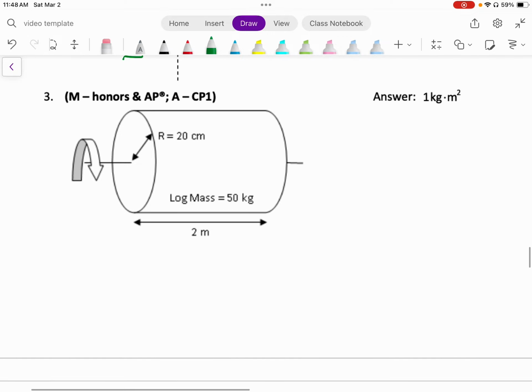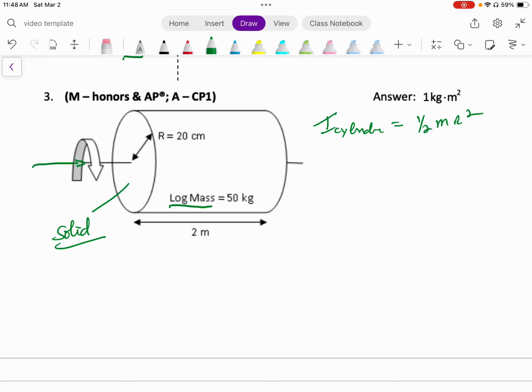We have an object they called a log, which is a solid cylinder. And so the equation for a solid cylinder is equal to 1/2 mass times radius squared when rotated about an axis of rotation through the center. And so the rotational inertia of this object is equal to 1/2 times the mass, which is 50 kilograms, times the radius, which is 0.2 meters. So 0.2 meters, and I need to square it. And if I plug that into my calculator correctly, I will get 1 kilogram meters squared.